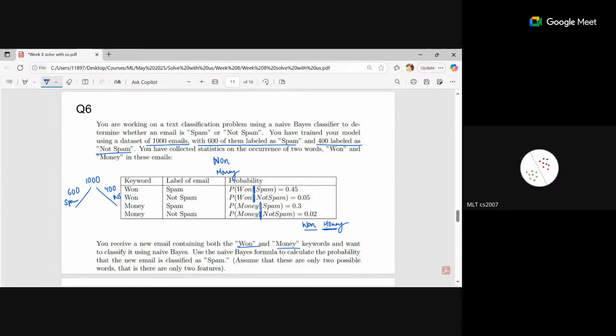You have to calculate the probability that the email that has both the words one and money is classified as spam. I'll wait for some time. This may take some time to solve. Maybe I'll wait for some time and then I'll proceed with the solution.